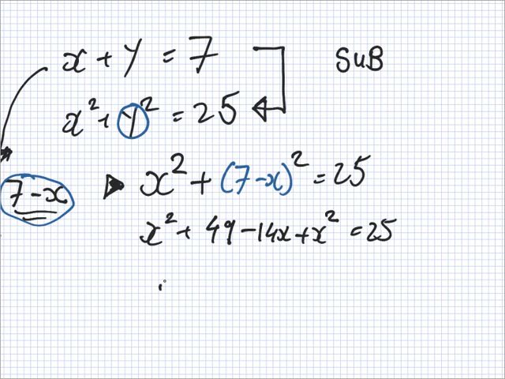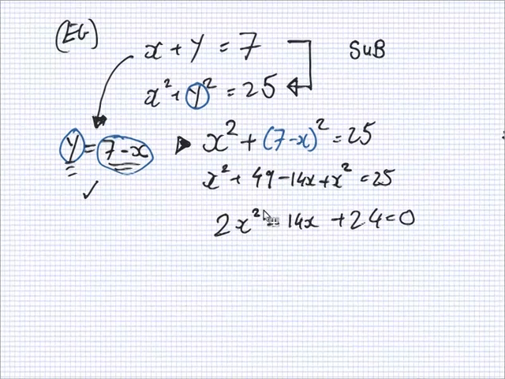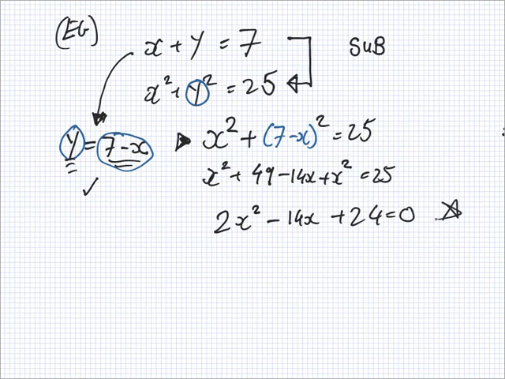Okay, I have 2x squared minus 14x. And then what's 49 minus 25? It is 26? No, 24. 24. Now what type of problem have I made now? What's this problem called? What type of equation is this? Yeah? You know it, come on, begins with a Q. Quadratic equation, yeah.